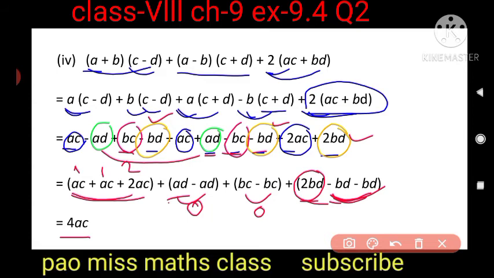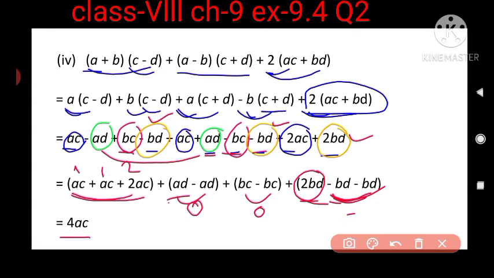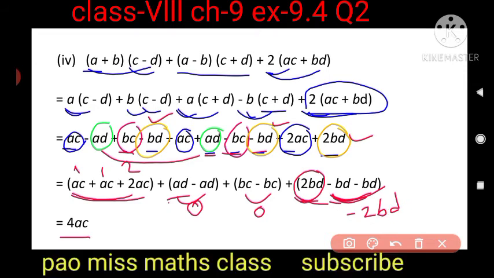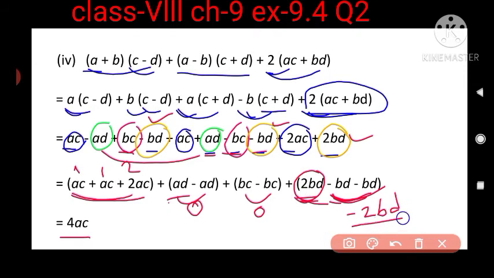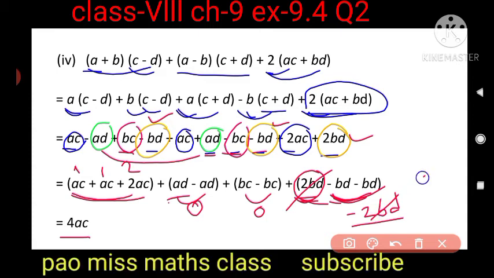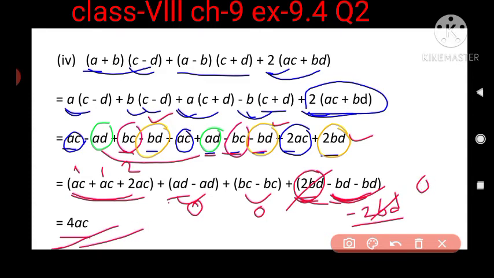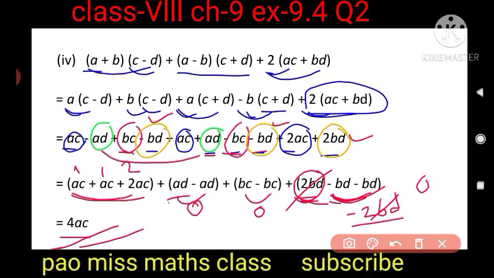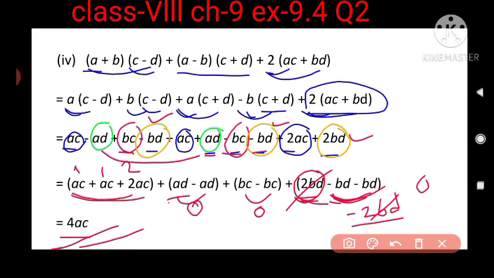So minus minus means what? Plus, but sign will be minus. So what you will get? Minus 2bd. Then what is the first term? Minus 2bd. And this is positive and this is negative. So again this will cancel out and it will become 0. So what is remaining? Only 4ac. Okay, only 4ac is our answer. Hope you have understood. So while watching the video, please do not skip. Otherwise you will not understand.